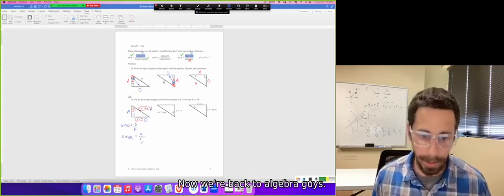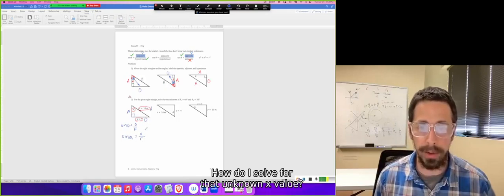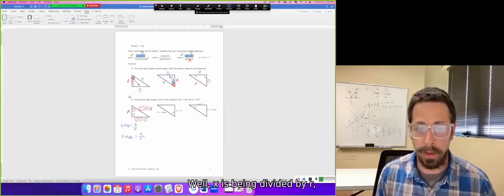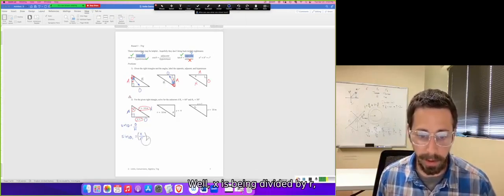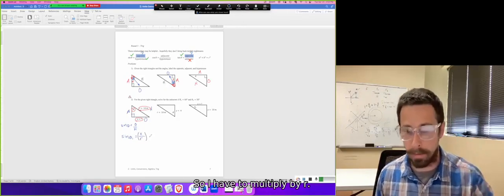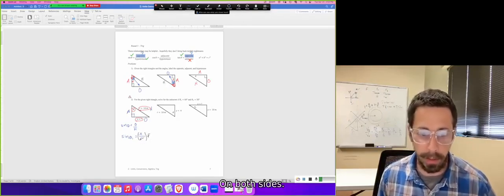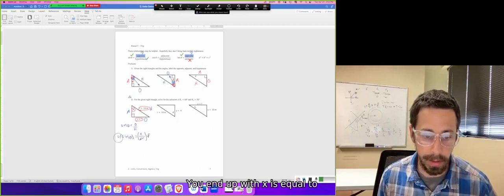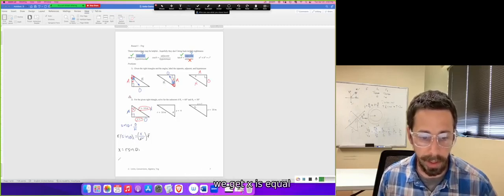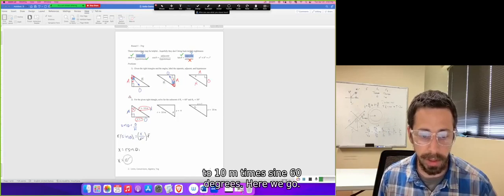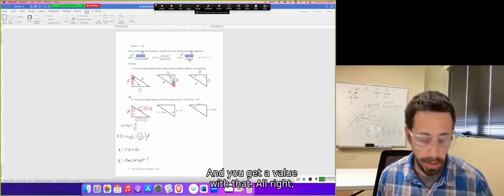Now we're back to algebra, guys. How do I solve for that unknown x value? Well, x is being divided by r, so I have to multiply by r on both sides. So you end up with x is equal to r times sine of theta 1. Plug in our values, we get x is equal to 10 meters times sine of 60 degrees. There we go.